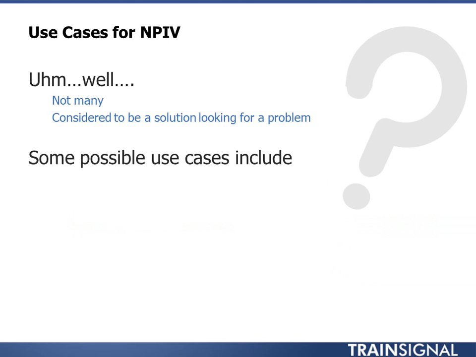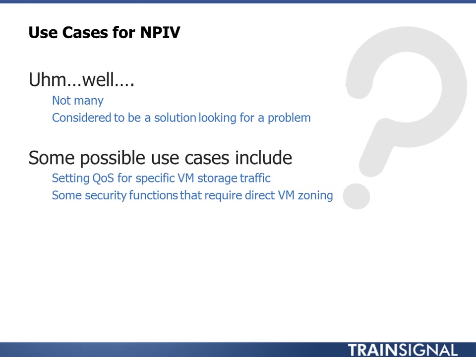The only thing really is maybe some QoS for specific VM storage traffic. Knowing exactly which VM it's for, you could do some things in the fabric. Security functions might require direct zoning, where you want to do something different for that VM but not the host. But I'll be honest, I've never deployed this in production. It's a little annoying that it's even on the blueprint for such a limited use case.